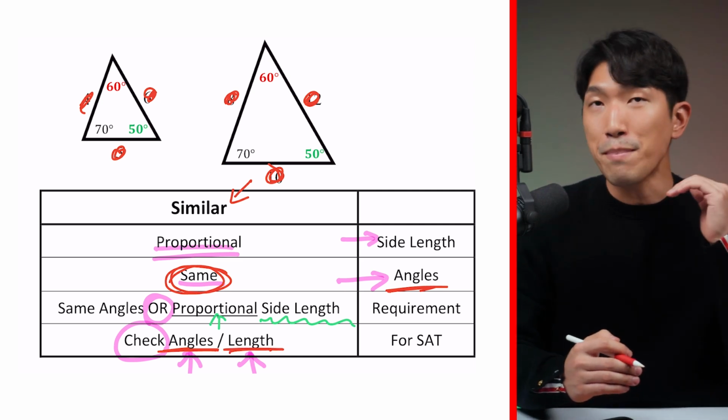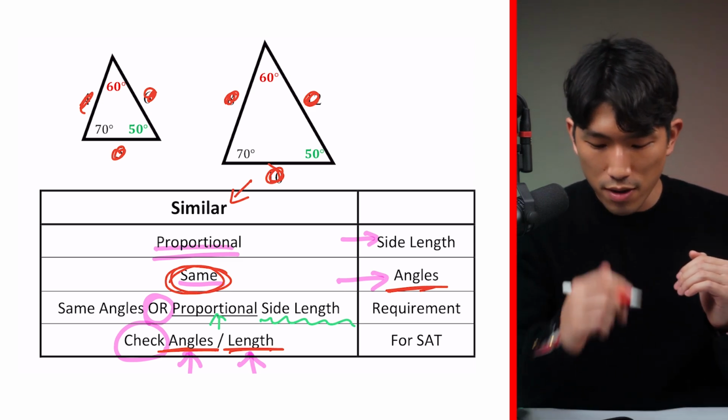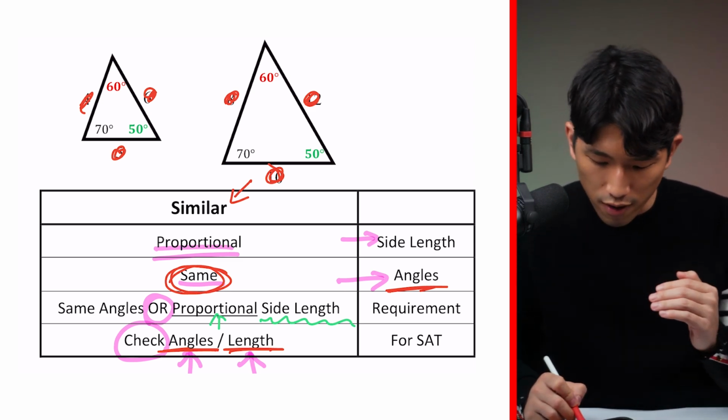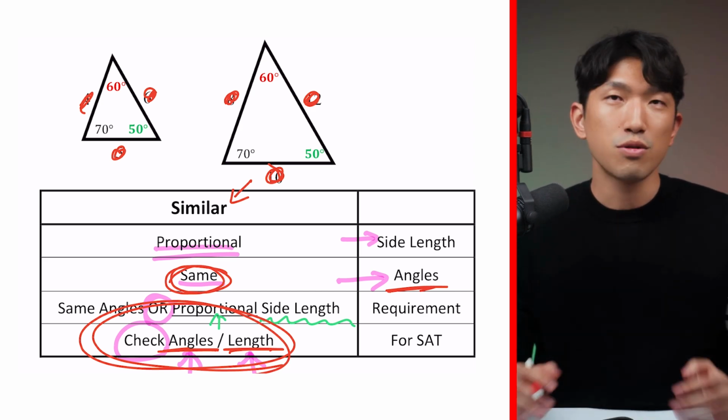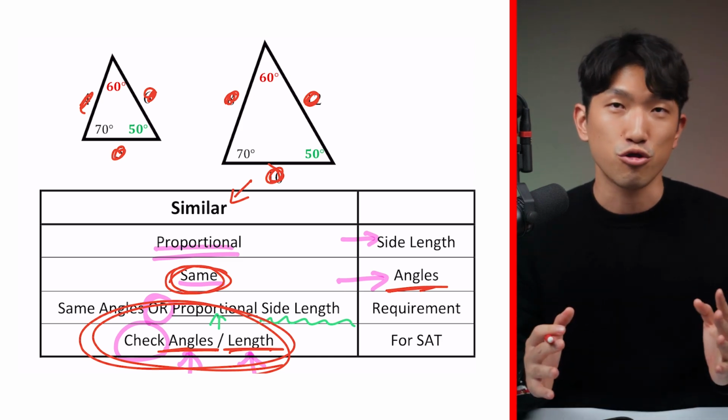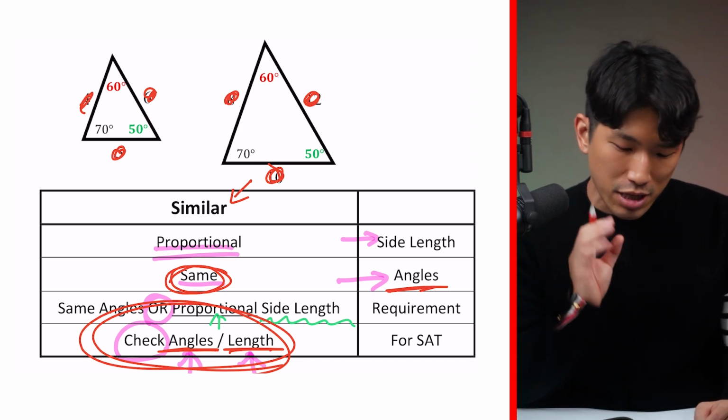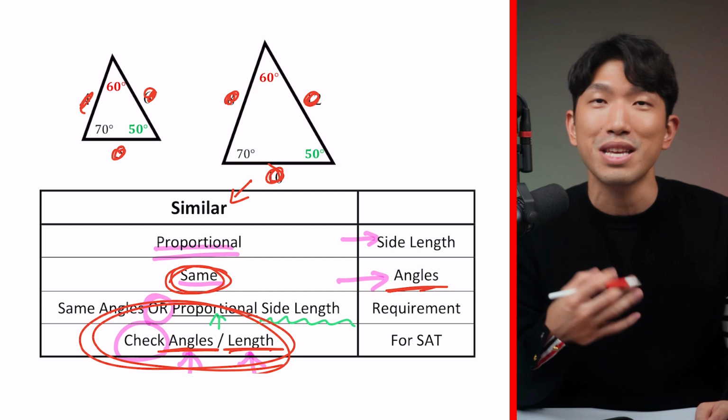And when it comes to not medium difficulty, but the hard difficulty questions, they are simply going to twist off of this main idea of whether these two triangles are similar or not. So this is the very basic thing you need to know for similar triangles for the SAT. And we're going to go over how the SAT twists up these concepts for harder questions in later videos.